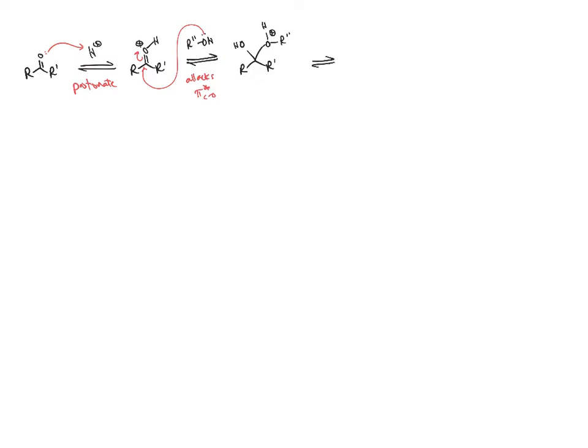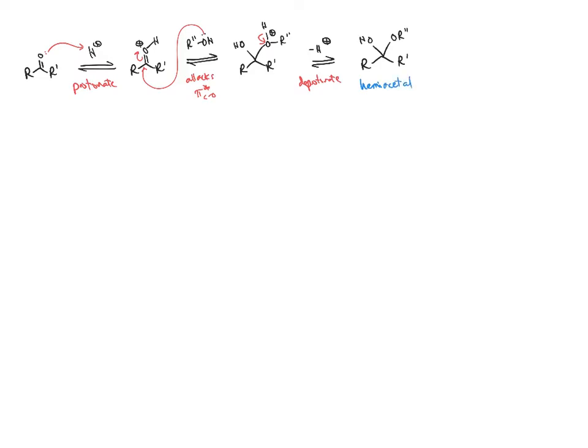All right, then we're going to lose a proton. That loss of a proton leads you to an intermediate known as a hemiacetal. Right, and so this hemiacetal, as the name implies, is a half of an acetal, and so it has basically one R group incorporated into the structure. All right, so this is a hemiacetal.